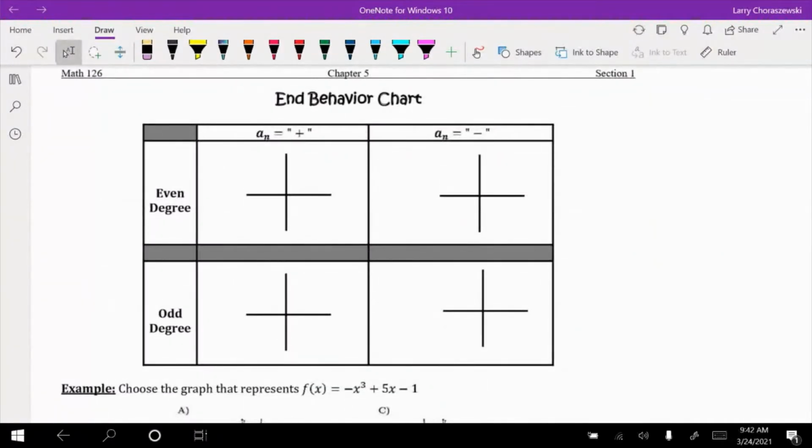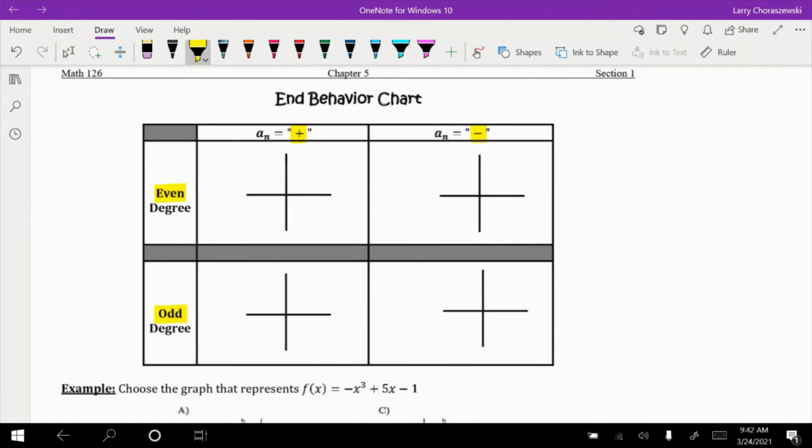So I usually break down the 4 different types of end behavior into an end behavior chart. And you can see that I have 4 coordinate planes here. And I've broken down the rows according to degree. Okay, the first row refers to a polynomial function with an even degree, and the second row refers to a polynomial function with an odd degree. And then the columns are organized by the sign of the leading coefficient. In the first column, this refers to a leading coefficient that's positive, and then the second column is a leading coefficient that's negative.